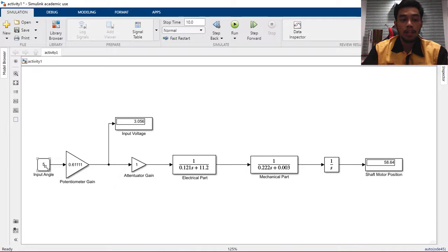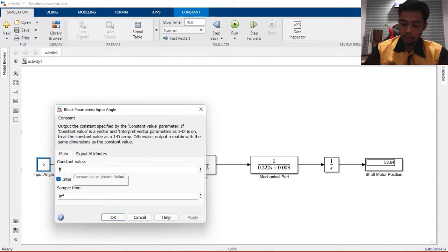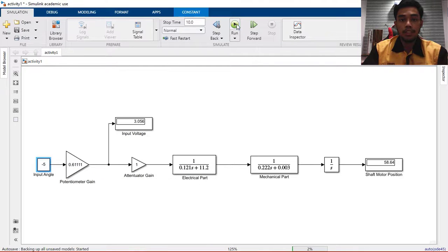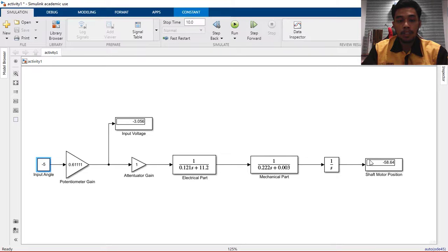58.64. What will happen if the input angle is in the anti-clockwise position? I set it to -5 and run the simulation again. The value is still the same but has a negative sign, which means the shaft motor position is in the opposite direction from the clockwise position. The same goes for the input voltage.